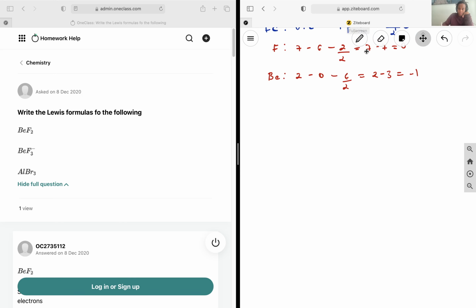On to our next one. ER3. Let's go ahead and check on our valence electrons. And so we have 3 plus 3 by 7.